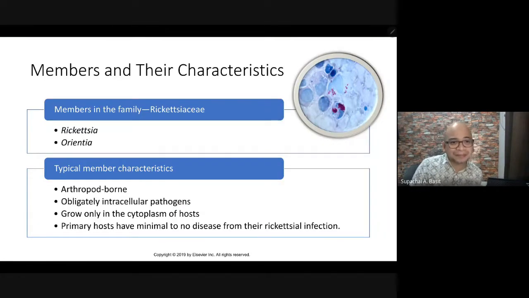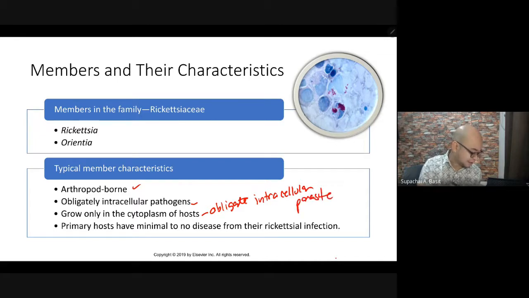So what are the members? We have the following family. Under the Rickettsiaceae, we have Rickettsia and then Orientia. Okay, so typical member characteristics: they are arthropod-borne. They are obligate intracellular pathogens. They can grow only in the cytoplasm of the host, primarily because they are obligate intracellular parasites. Primary hosts have minimal to no disease from the rickettsial infection.